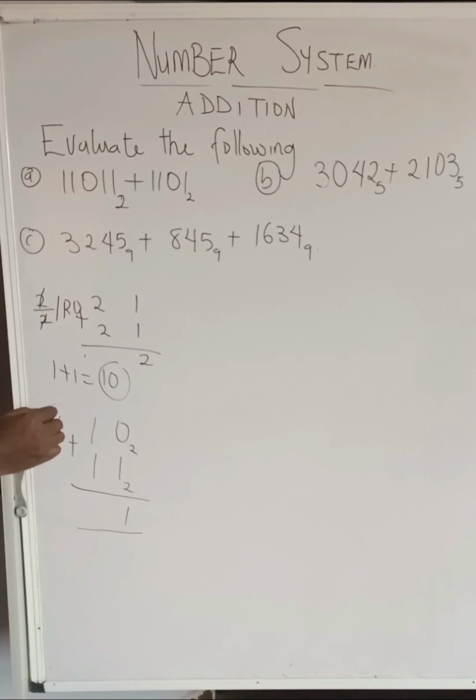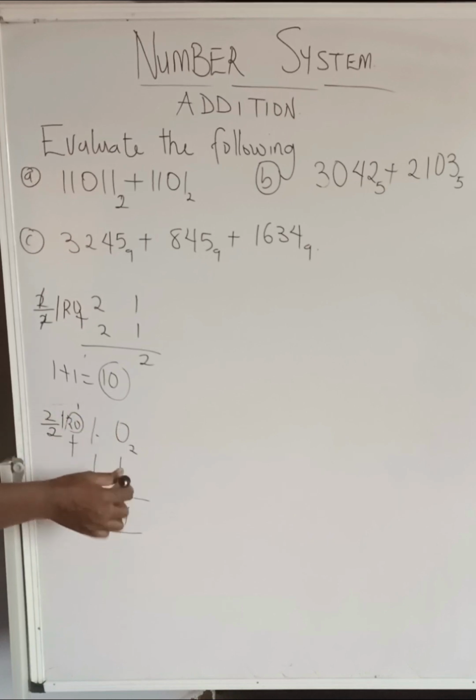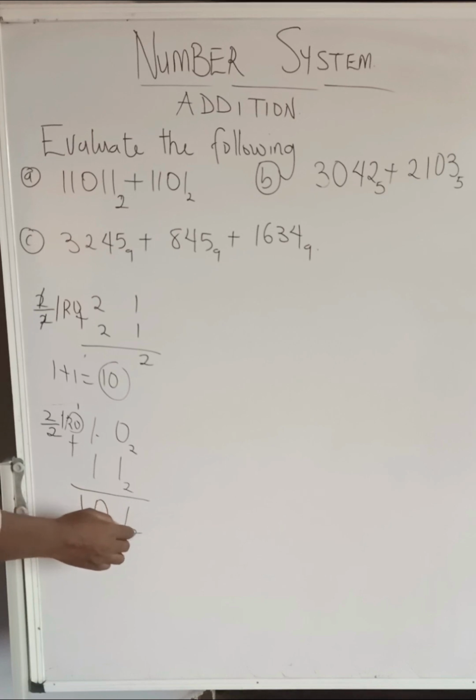So 2 divided by 2 will be 1, remainder 0. And the rule is that we write down the remainder first. So that's why we write our 0 here first. And then if there's any number here, we add that one that we got from the division. If there is none, we bring it down. So 10 plus 11 in base 2 will give us 101 base 2.